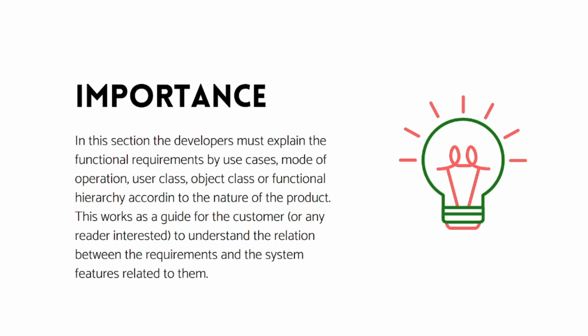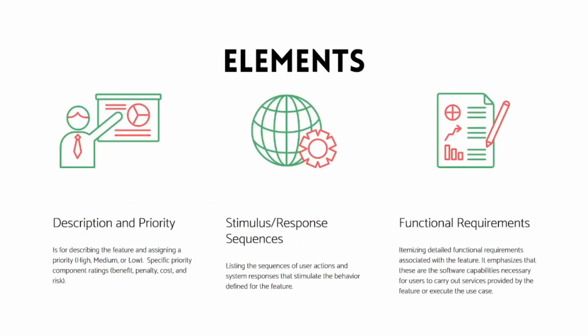This section is for the developers to explain the relationship between the functional requirements and the system features related to them by use cases, mode of operation, user class, object class, or functional hierarchy. The first element is for describing the feature and assigning a priority. The second is for listing the sequences of user actions. And the third is for itemizing detailed functional requirements associated with the feature.